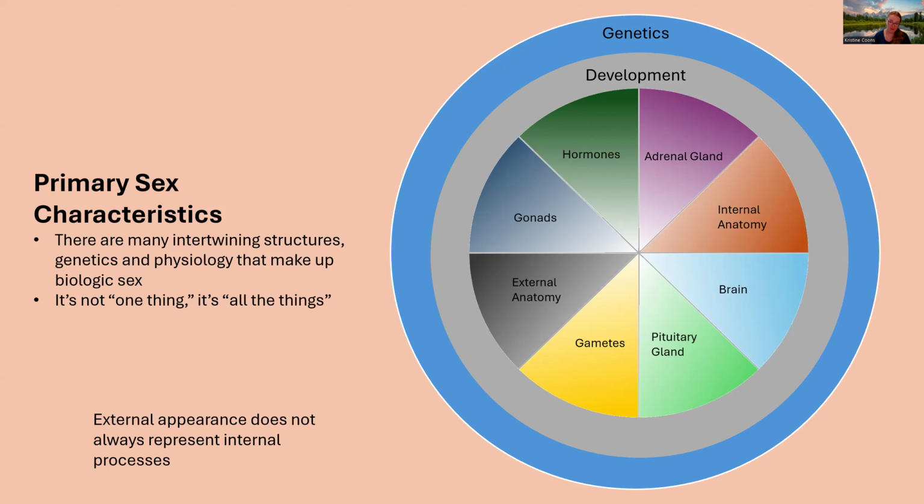This may actually alter how the gonads look, how the gametes are produced, how the hormones are functioning inside the body, how the brain develops, how the pituitary gland functions in the midst of all of this, how their internal anatomy has developed. And really, in the midst of all this, we tend to forget that the adrenal gland is functioning in this as well. So it's not just one thing that we have to look at, it's all the things together and all the variabilities that exist. Again, there is no universal definition of sex.